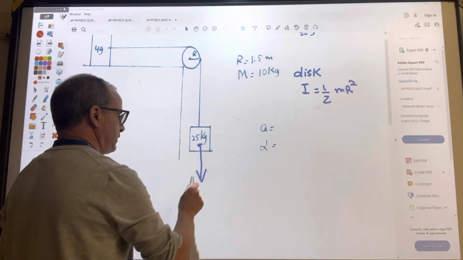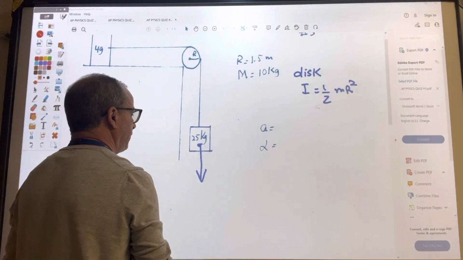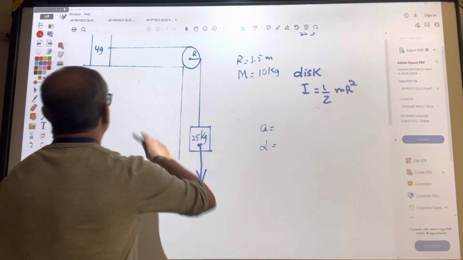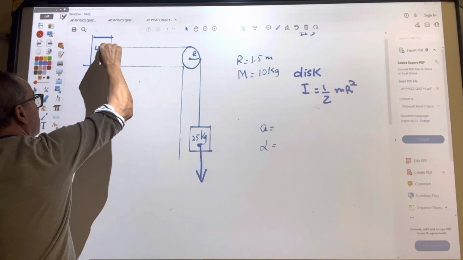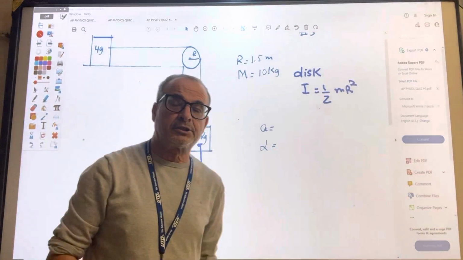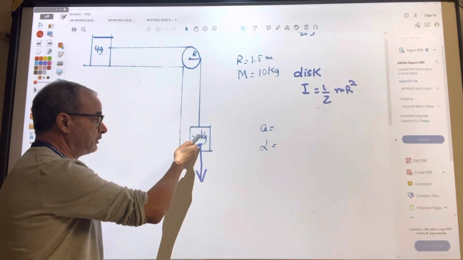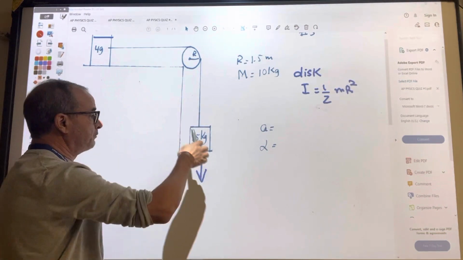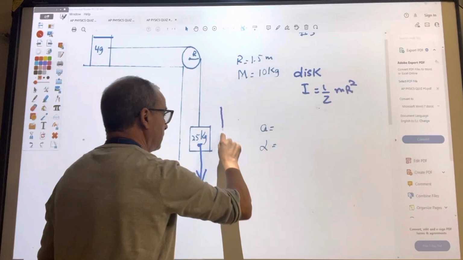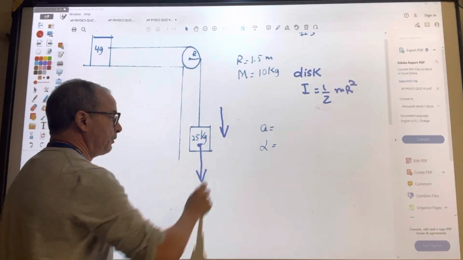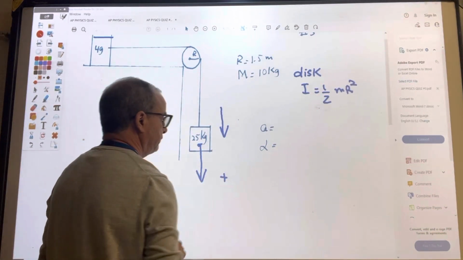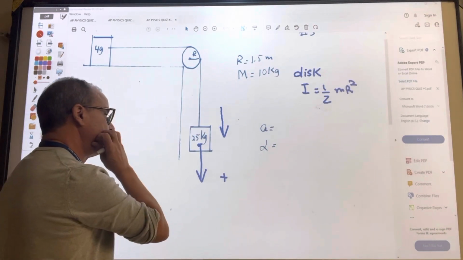The first one is the weight of the 25 kilograms. And then we have 4 kilograms here. First, you need to know which direction the block is going to go. Obviously 25 kilograms is more than 4 kilograms, so it's going to go down this way, right? So we're going to call going down positive.